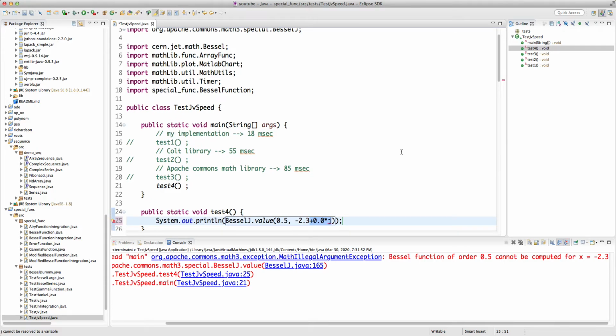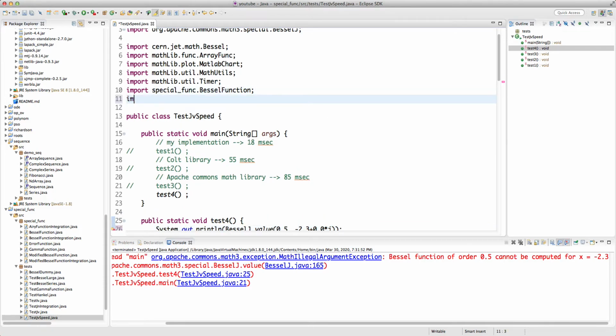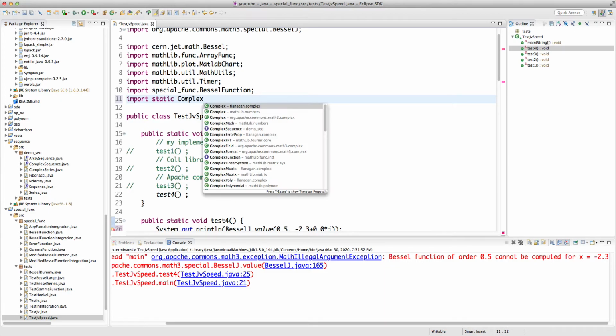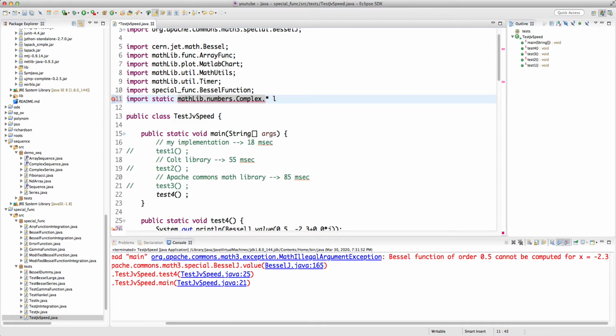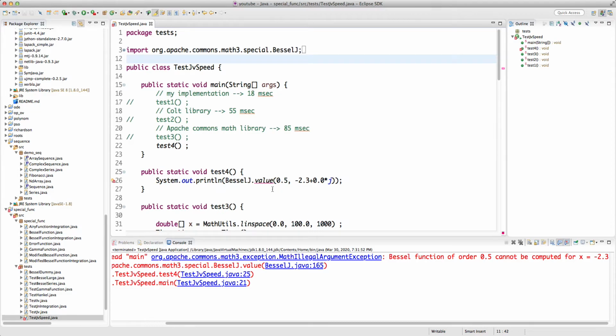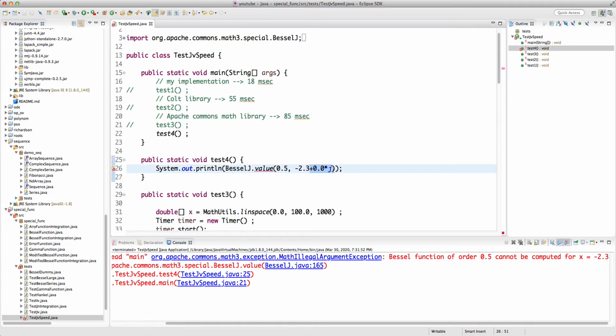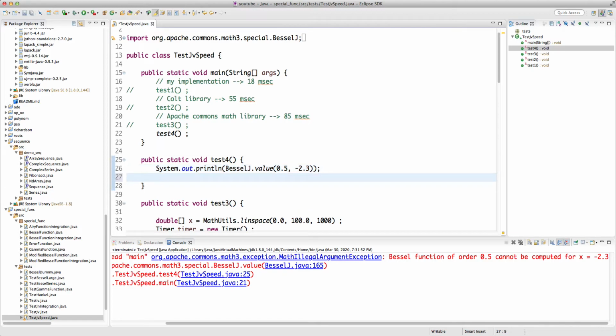Let me just import the j. Import static from Complex. I'm going to use the Complex from my library. Okay, I'm going to import all the statics, which also includes j. So it doesn't support complex, so it cannot calculate because we already know that this becomes a complex number.